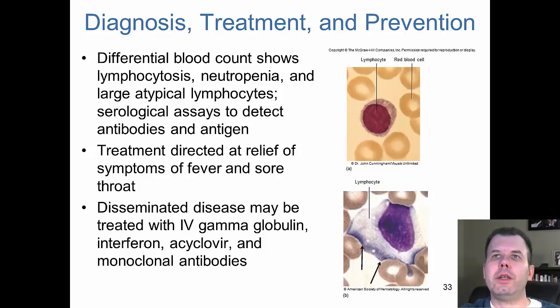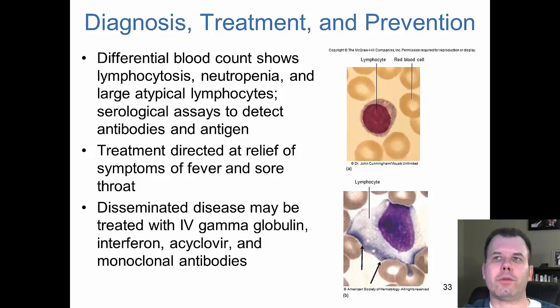All right, how do we diagnose, treat, and prevent? Well, again, a blood count shows lymphocytosis, neutropenia, and large atypical lymphocytes because we know that it infects the B cells. Okay, serological assays can detect antibodies and antigens, so that's how they can test for mononucleosis. So it's again another blood test.